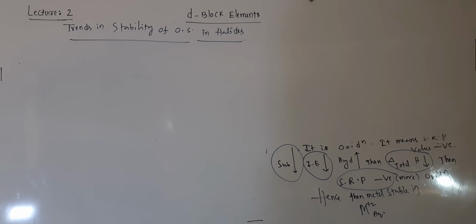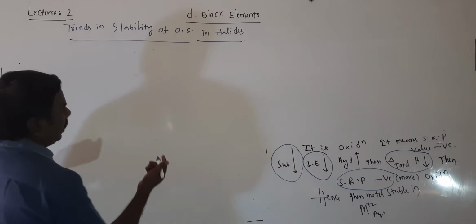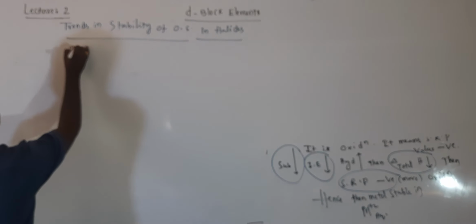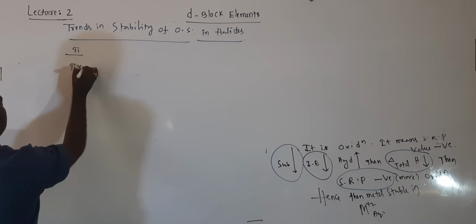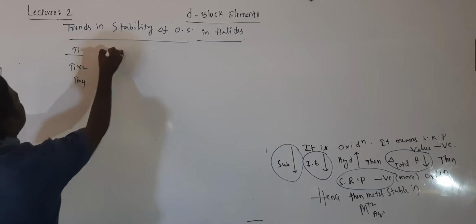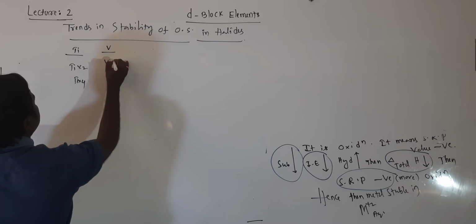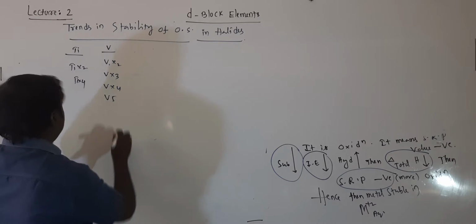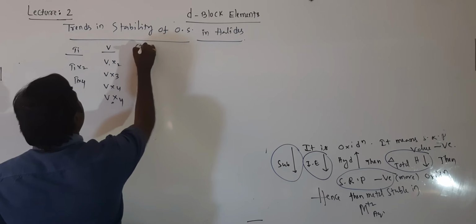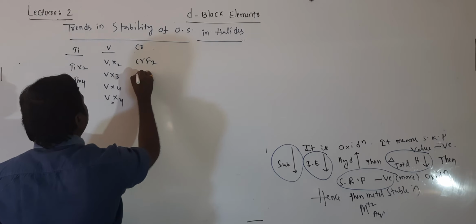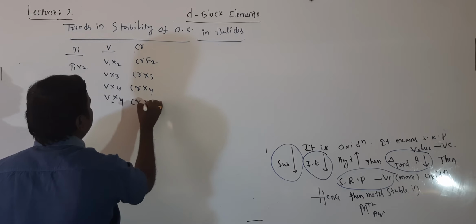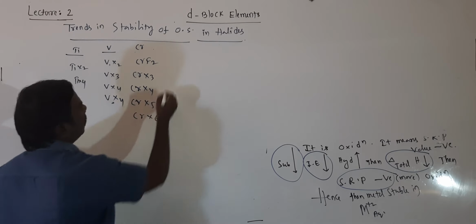Now, halides. So 3d series elements treated with halogen then form halides. Scandium, titanium, vanadium. Titanium is there if you observe, TiX2, TiX4. So vanadium, VX2, vanadium difluoride, vanadium trifluoride, vanadium tetrafluoride, vanadium pentafluoride. Next, chromium, CrF2, it means difluoride, CrX3, CrX4, CrX5, CrX6, up to hexafluoride.